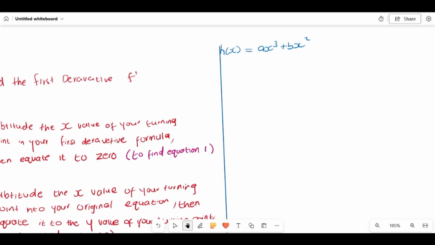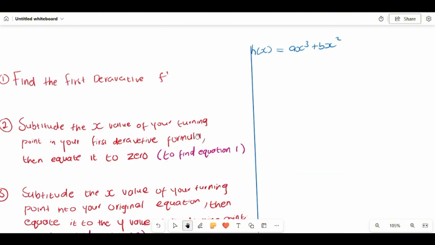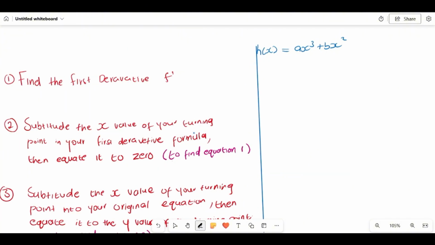So I'm going to start off with the first step. We need to find the first derivative of this function here. So now I'm going to find my first derivative here. I'm going to multiply the whole term by my exponent. So this would be 3ax. And remember, subtract 1 from your exponent, so it's squared. And this is going to be plus 2bx. This is my first derivative formula. And I'm done with step 1.